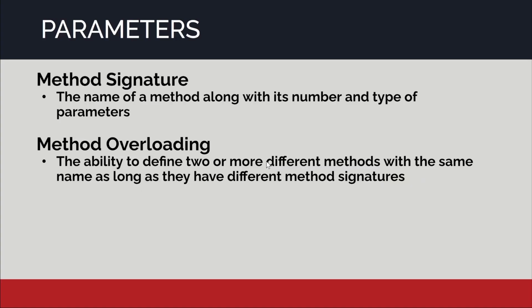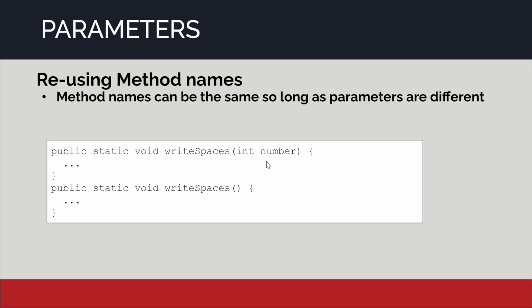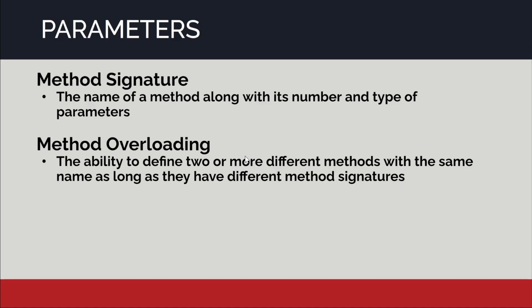The signature, which I've casually referenced before, I should define it formally now. It's the name of the method along with its number and type of parameters. So in this case, we have two different method signatures. They have the same name, but the parameter count is different. The parameter types are different. So they have unique signatures even though they have the same name. Method overloading is what we've done on the previous slide. It's the ability to define two or more different methods with the same name as long as they have different method signatures.